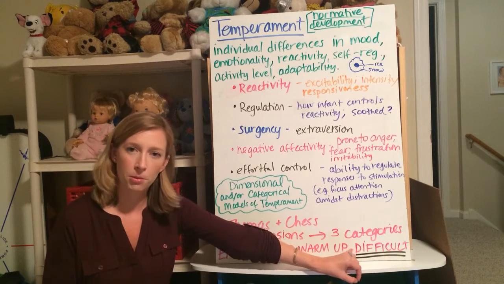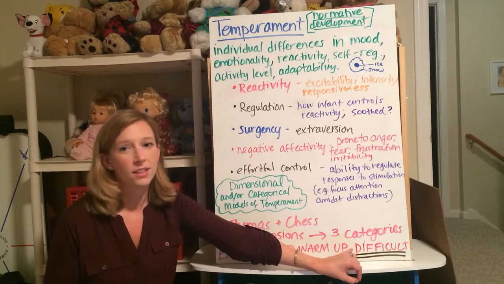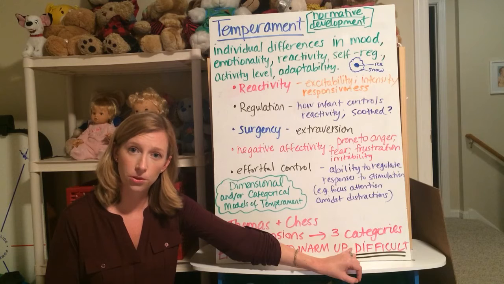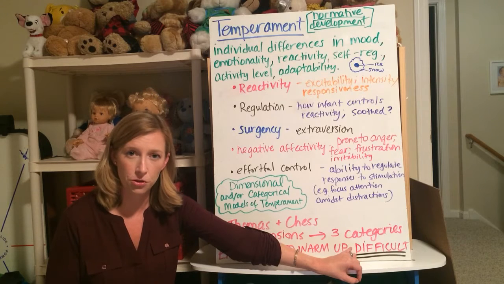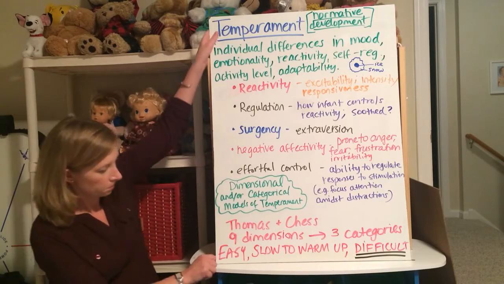And then the difficult temperament, which we'll be talking a lot more about today, which this is sort of the cranky pants baby. So they have more irritable types of mood, and they don't establish routines and patterns easily, and they have trouble adapting to new situations.